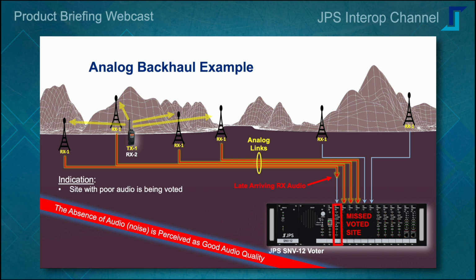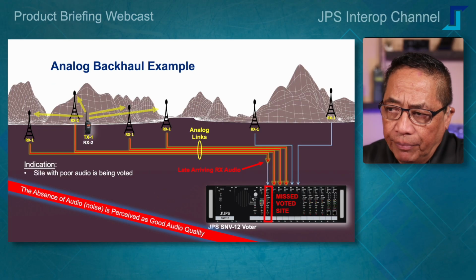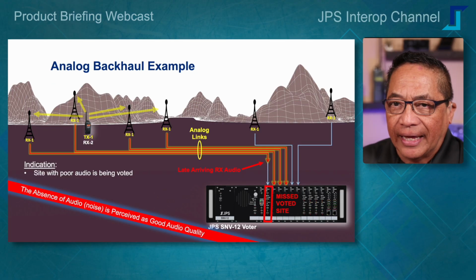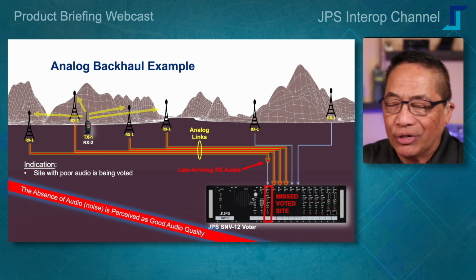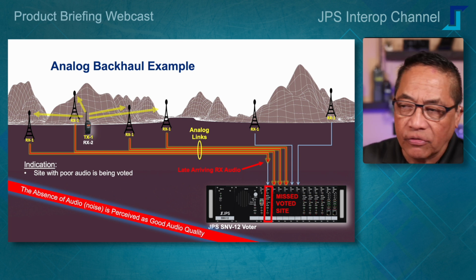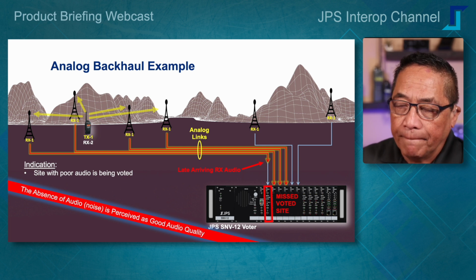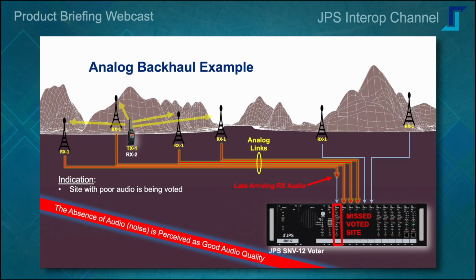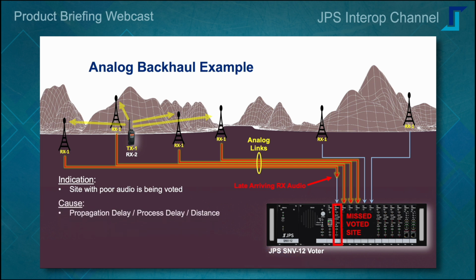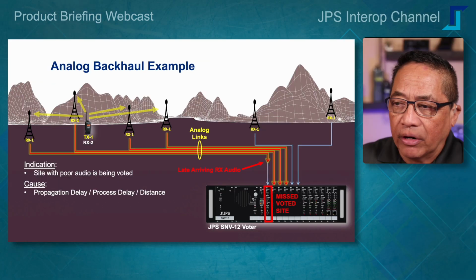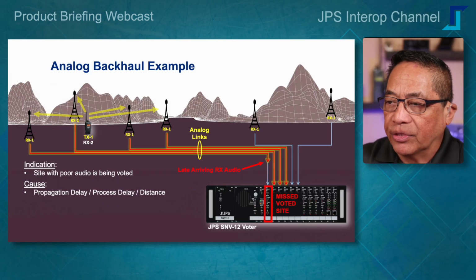But in all cases, the voter is doing its job. Because the audio is late, the voter is going to select that site and then retransmit or send that to the console. But once that audio arrives at the voter, it might notice that the audio is not of great quality, and it will jump to another site, and that's what the voter does. So the symptom is some sort of echoing or a loss of the first few syllables of the field transmission, and again, that is because of propagation delay or process delays of devices within the system.